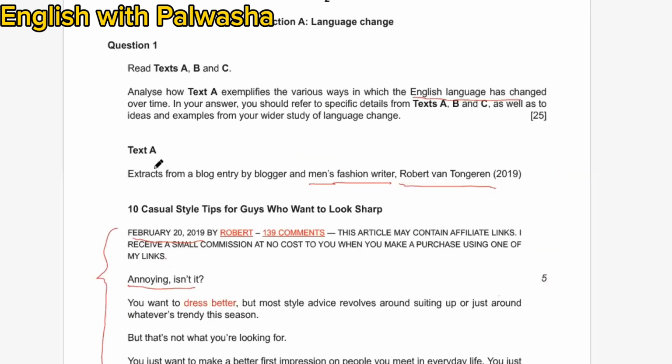So just the first line, we are going to turn this whole line into the introduction. Got my point? We will be writing the text here: compilation of extracts from a blog entry by blogger and men's fashion writer Robert Van Tongeren, written in 2019. We'll be creating our own sentence structure and we will be writing the introduction from this first line, whatever the text A starts from. Got it? Okay, let me just take you back to the written.